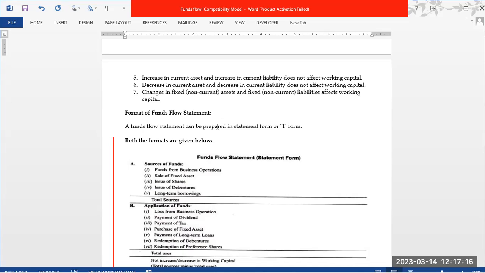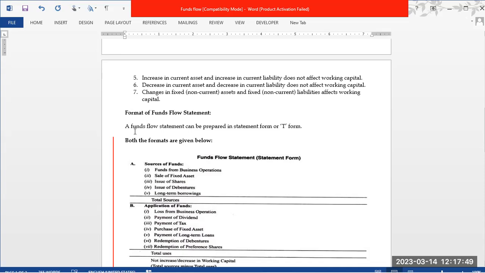So what is the format of fund flow statement? Remember, this is a financial statement analysis tool, and this tool is very important, just like vertical analysis, horizontal analysis, comparative balance sheet, and comparative income statement. So fund flow analysis format is as follows, and you have to be very keen on this format.